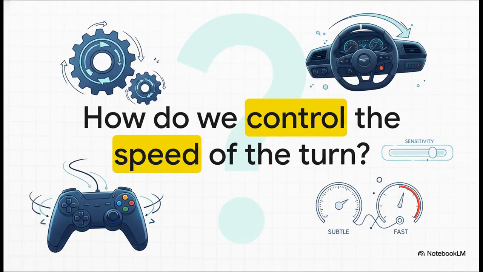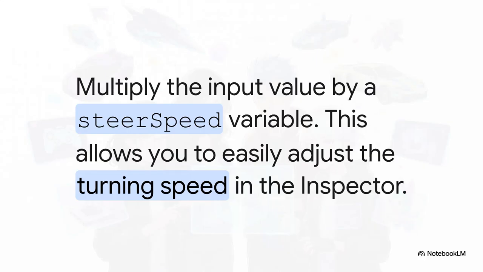Okay, awesome. Our direction is correct now, but the turning speed is kind of locked directly to that -1 to +1 value. It feels a bit slow, a bit rigid. What if we want the turn to be way faster, like a race car, or maybe much slower and more subtle, like a big truck? We need a way to control the sensitivity of the steering. So let's build on this.